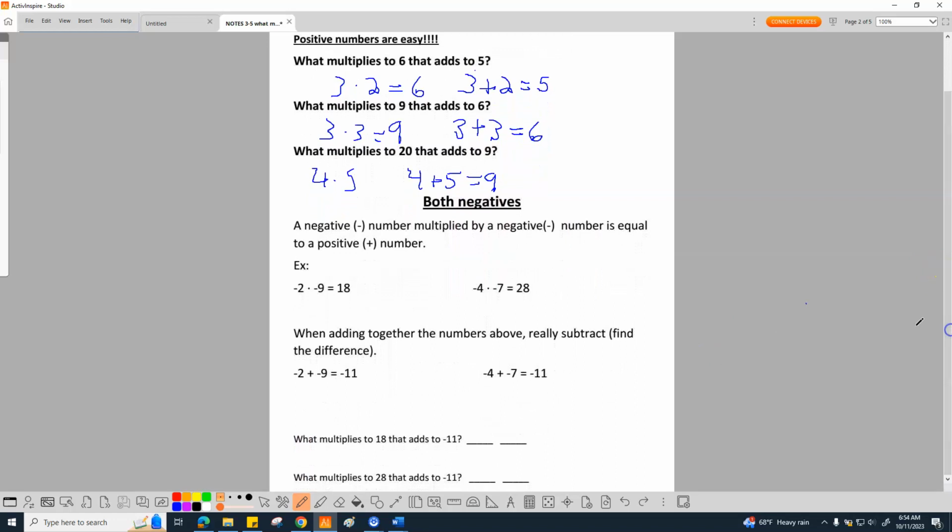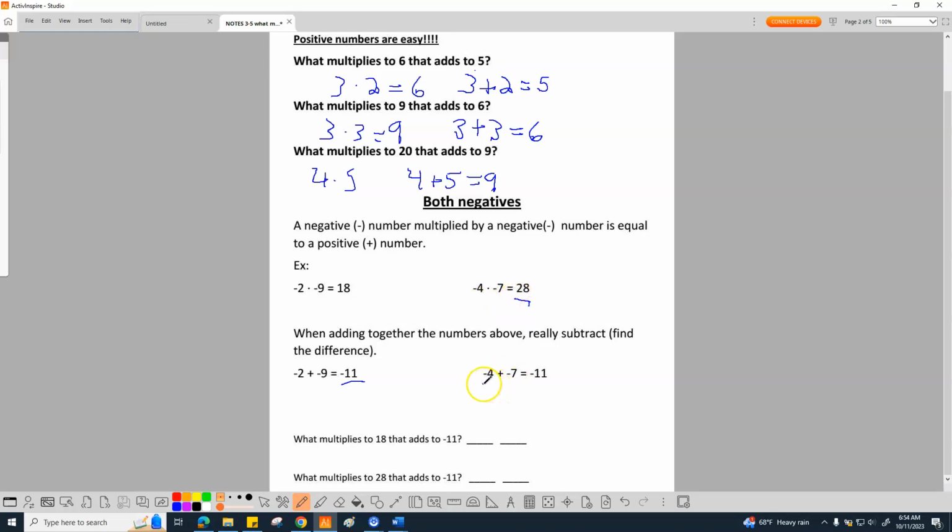All right. So negative numbers, keep this in mind. Both negatives, when they multiply or divide, give positive numbers. And then that matters as far as our adding goes. In this case, negative 2 times negative 9 is positive 18. However, if you add them together, it equals negative 11. So keep in mind that you can have positive outcomes with your multiplication, but negative outcomes when adding together. So the next one, negative 4 times negative 7 is positive 28.